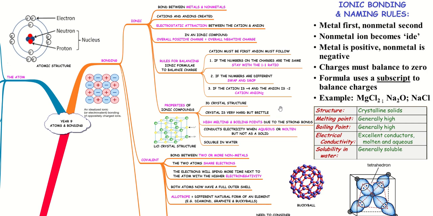The properties of ionic compounds is that they form a crystalline structure that is very hard but brittle. They have a very high melting and boiling point due to the very strong bonds. It conducts electricity when it's aqueous, which means dissolved in water, or molten, which just means melted, but not as a solid, and they are soluble in water.